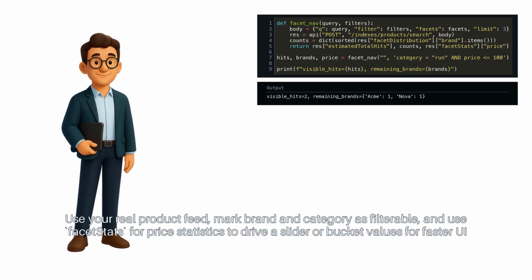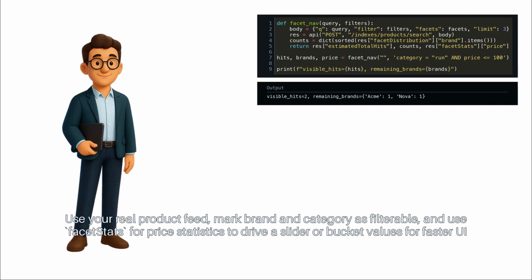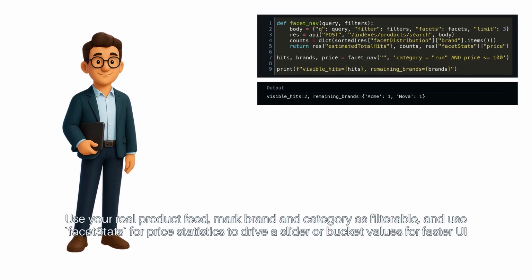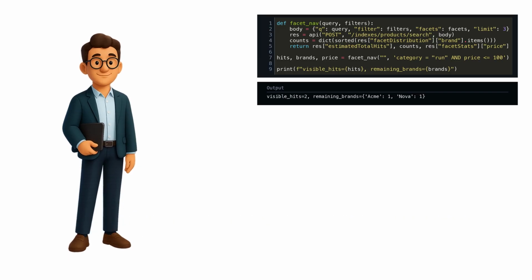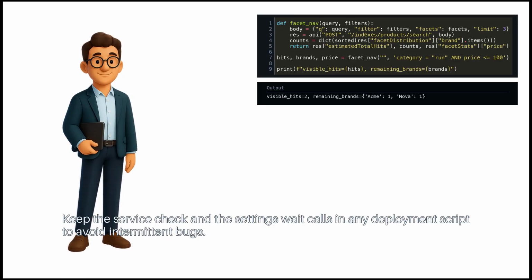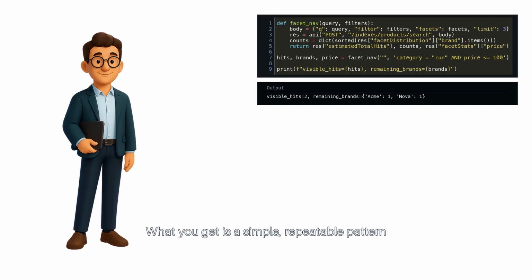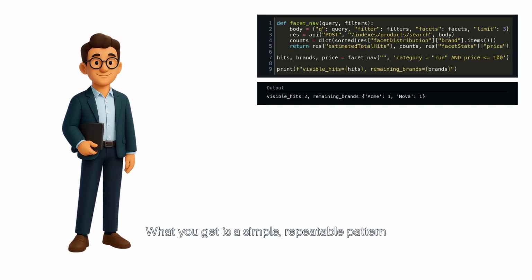If you map this toy to a real storefront, the same sequence holds. Use your real product feed, mark brand and category as filterable, and use facetStats for price statistics to drive a slider or bucket values for faster UI updates. Keep the service check and the settings wait calls in any deployment script to avoid intermittent bugs. What you get is a simple, repeatable pattern.